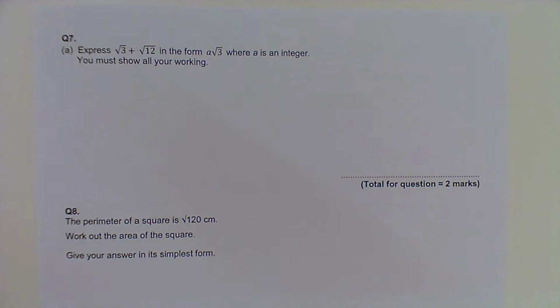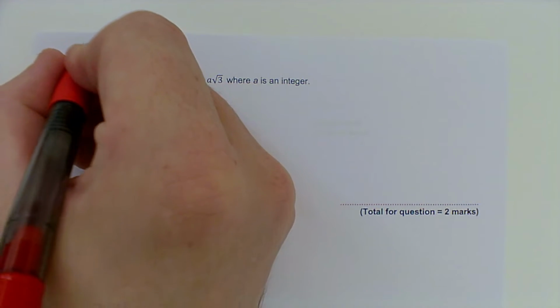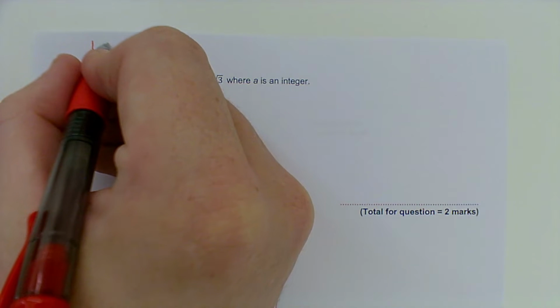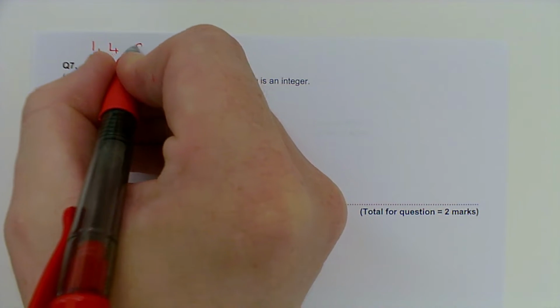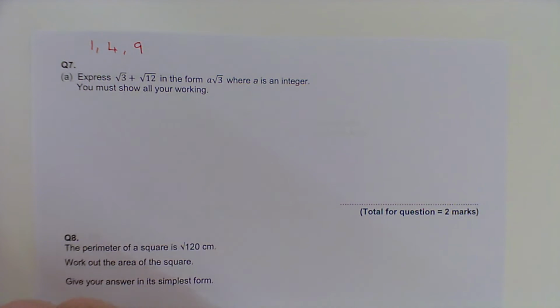Okay, next up we've got 3 plus root 12 in the form a root 3, where a is an integer. You must show all of your working. So it's basically saying you can't use your calculator. So if you remember with surds, we've got to be thinking first off of our square numbers. So our square numbers, even though 1 is a square number, it's useless. So 1, I've got 12, so I'm not going to go that far. I'm just going to go 4 and 9, because it's got to be one of those. 1 squared, 2 squared, 3 squared, there are our numbers.